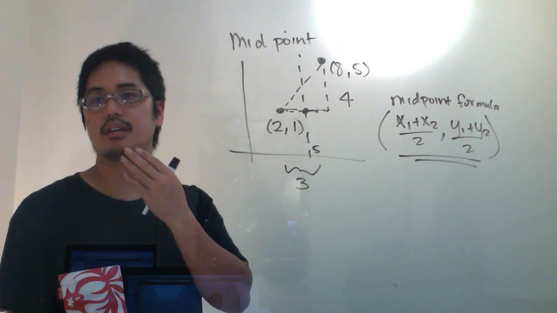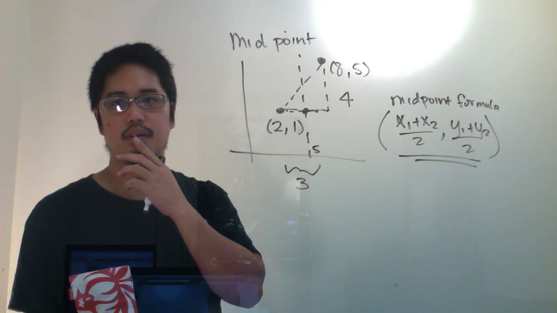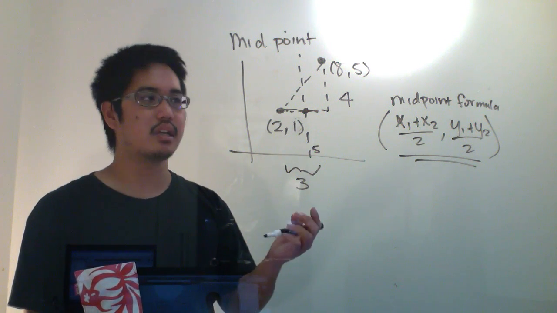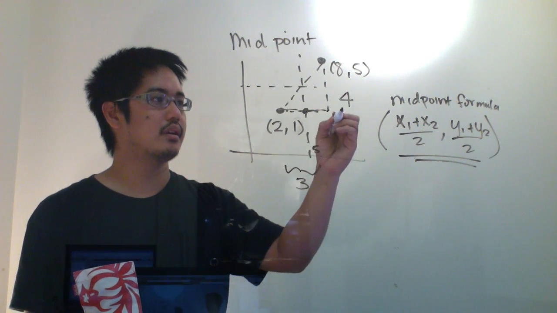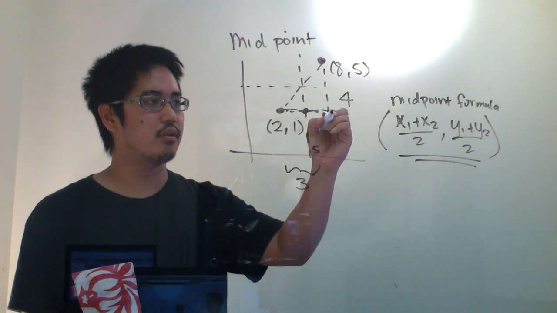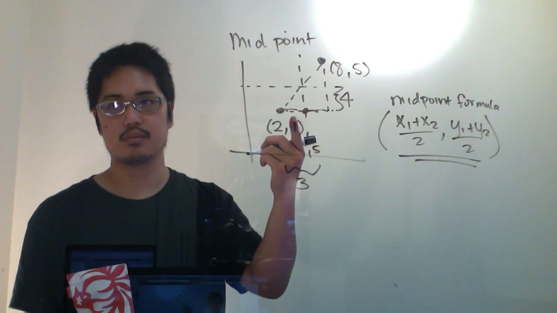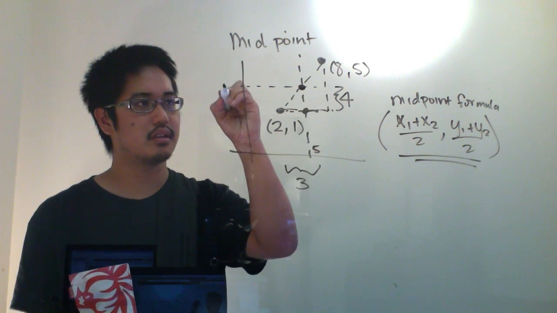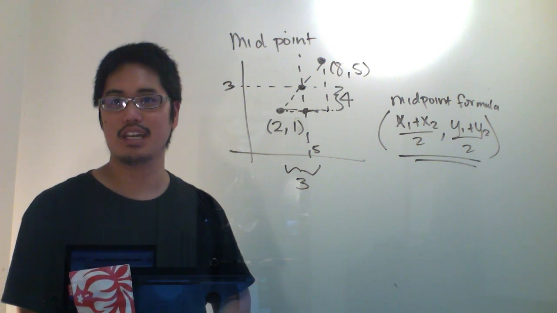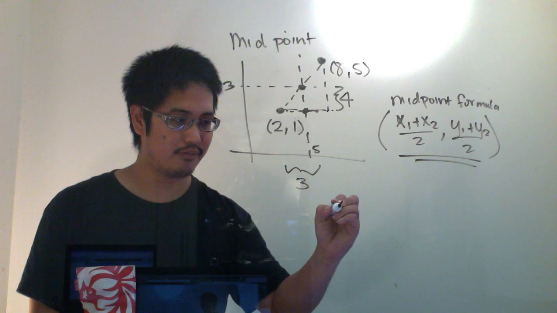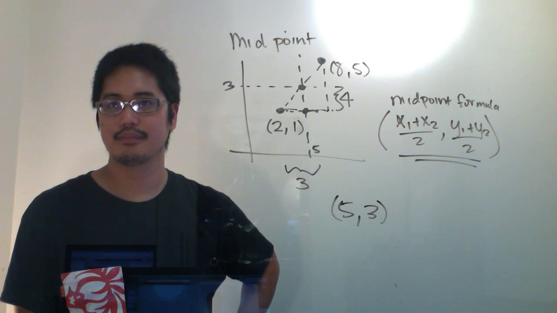Raven, say it again. I'm sorry, I can't see that. I think I cut off. Tejas got it. It's 3. Because if the distance between here and here is 4, then halfway is 2. So I'm going to go 2 up from 1 because that's where I'm starting, so it's 3. So what is my midpoint? What's the point that's in the middle? It's 5, comma, 3. That's it.